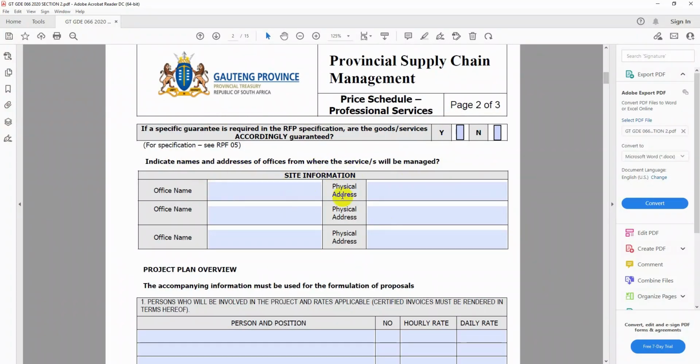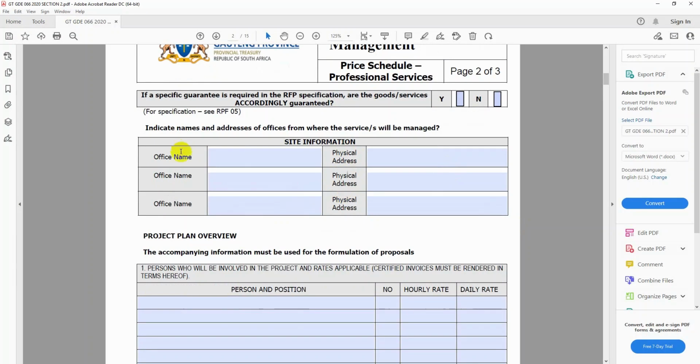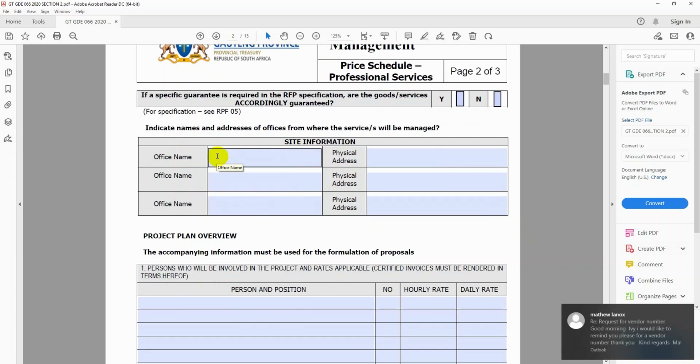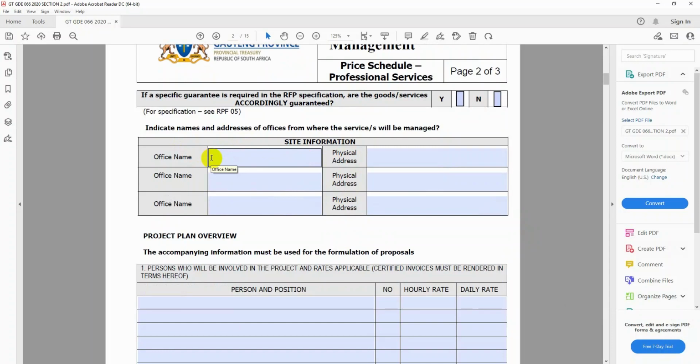And you will indicate here the name and addresses of offices where the service will be managed, your office. So this is where now your office, if you will have, for example, let's say for cleaning purpose, you need to have an office in our office, like in your client office.